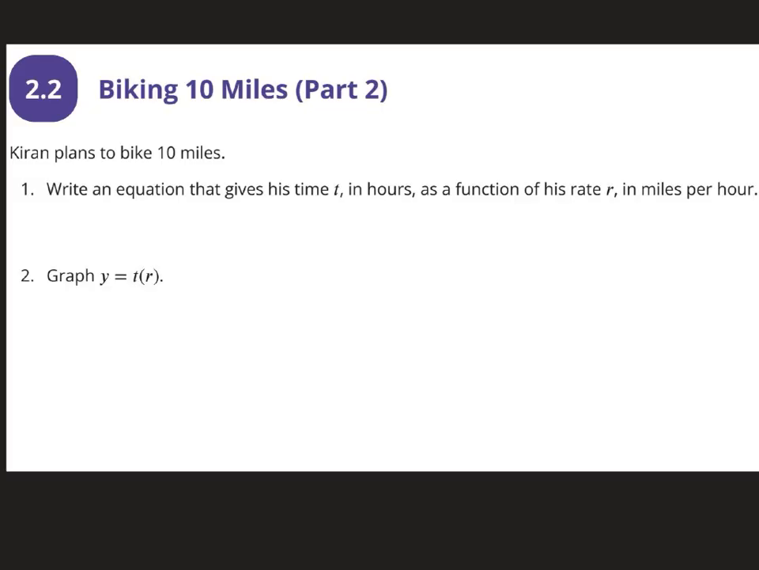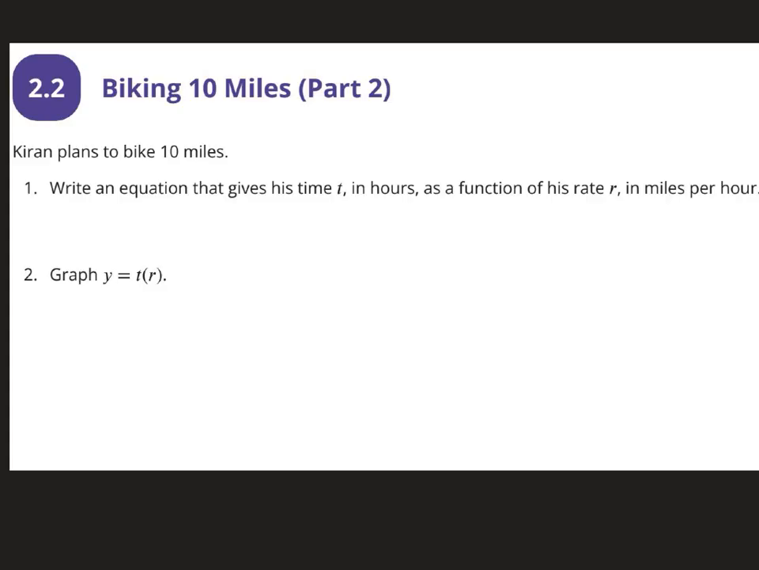Now, Karan plans to bike 10 miles. Or Kieran, I keep saying Karan. Kieran plans to bike 10 miles. Write an equation that gives him his time as a function of his rate in miles per hour. Time is distance, 10, over r. Distance divided by the speed gives you time. All right, now graph y equals t of r. So now in your calculator, you're going to hit y equals.